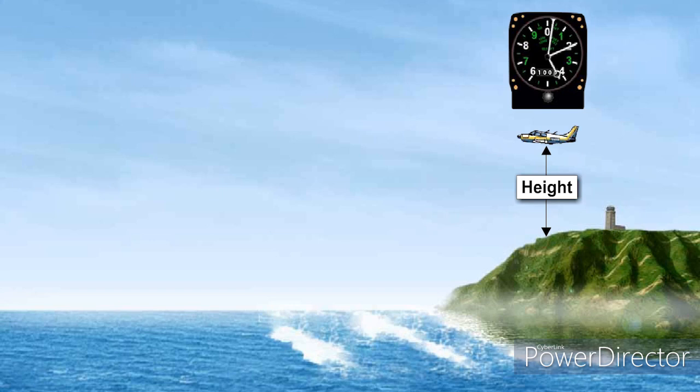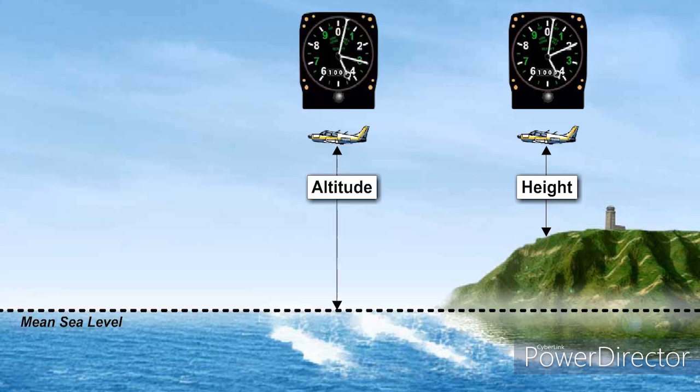Height is indicated on the altimeter when its subscale is set to QFE. Height is the vertical distance above a selected ground-level datum, usually your home airfield. With QFE set, the altimeter will read 0 when the aircraft is on the ground. Altitude is indicated on the instrument when the altimeter subscale is set to QNH. Altitude is defined as the vertical distance above mean sea level.